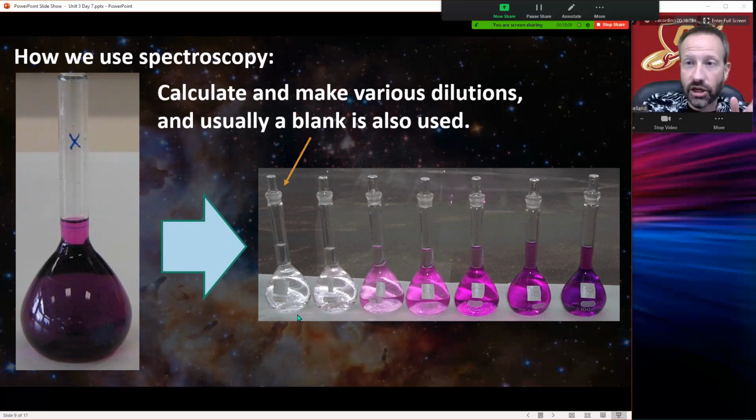You're going to take your known and you're going to make lots of different concentrations out of it, and usually a blank too. So this known it's Kool-Aid, right? So this known was made with water. So there's my blank of pure water, no colored compound at all. And then I took some of this to make, diluted a little, and some of this diluted it more and diluted it more and more and more and more. So I get a nice set of different concentrations.